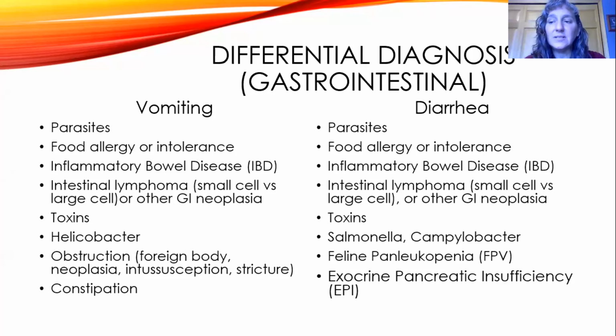Diseases that cause diarrhea, but usually not vomiting, include Salmonella and Campylobacter infections, Feline Panleukopenia infection, and Exocrine Pancreatic Insufficiency. EPI is actually a primary problem with the pancreas, not producing enzymes to allow digestion of the food, so it could be considered an extra gastrointestinal disease. I have included it in this list because the blood work done to help rule this disease in or out is very useful for other gastrointestinal diseases as well.